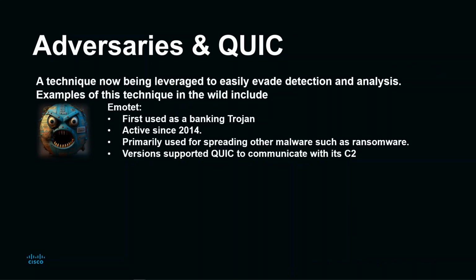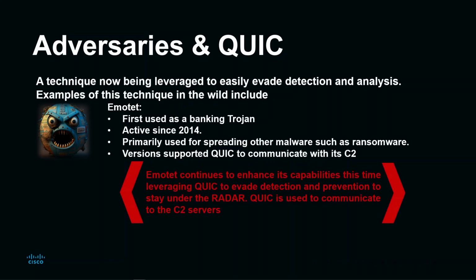Adversaries using QUIC. Now, again, this is a technique that the adversary is using. Emotet is an example of that. They then started leveraging QUIC to communicate with its C2 servers as well. Now, this just shows you how the adversary continues to adapt to evade detection and prevention and keep themselves under the radar.